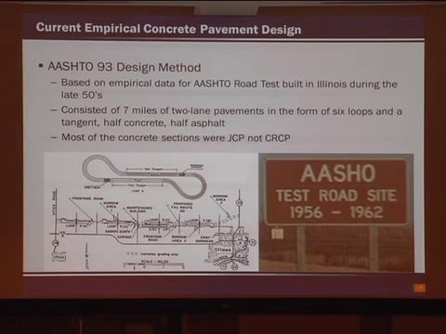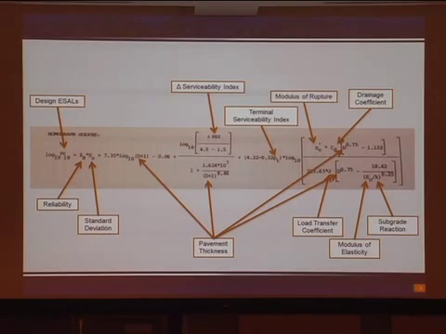Okay, now I will review the current empirical design method. The method was based on empirical data from AASHTO tests during the late 50s. Most of the concrete test sections were jointed pavement, not CRCP. Also, only about 1 million load applications were applied on those test sections. This is the design equation for the AASHTO method. Basically, it's the regression relationship between the traffic load, the pavement structure capacity, and also the performance.